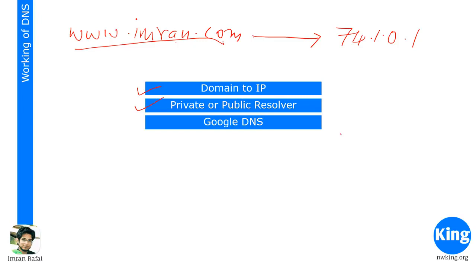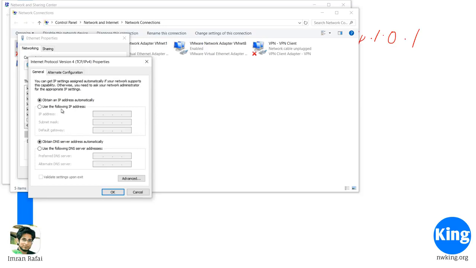DNS server, if you remember, when we configure IP addresses, there is primary DNS and secondary DNS information. I'm going to show you how it is in Windows systems. On a Windows system, this is where we configure IP addresses, like we have discussed earlier: IP address, subnet mask, default gateway. Also, we have this information, using the following DNS server addresses.